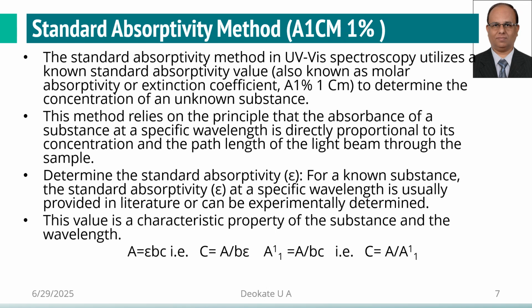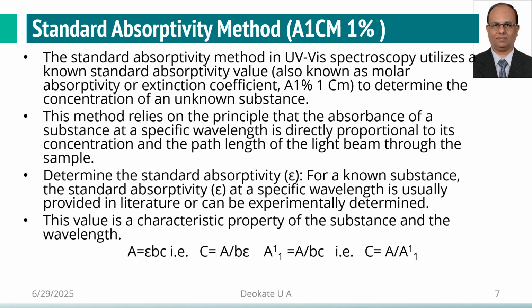Determining the standard absorptivity, that is epsilon, for a known substance. This standard absorptivity epsilon at a specific wavelength is usually provided in literature or can be experimentally determined. This value is a characteristic property of the substance and the wavelength. So to find out the unknown concentration, we can use the Beer-Lambert Law equation, that A equals epsilon bc, and for finding the concentration C, we can modify the equation: C equals A upon b epsilon.